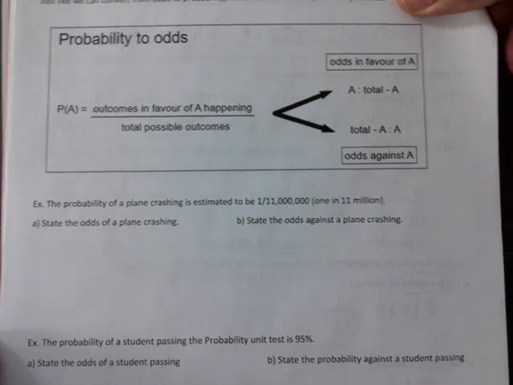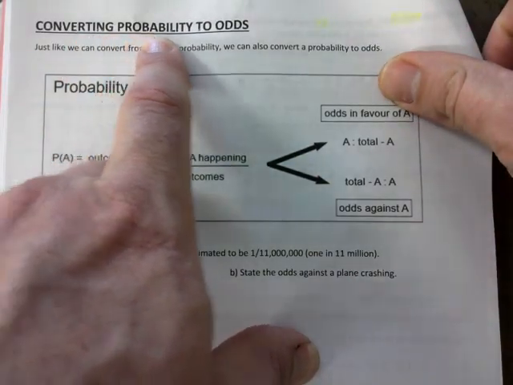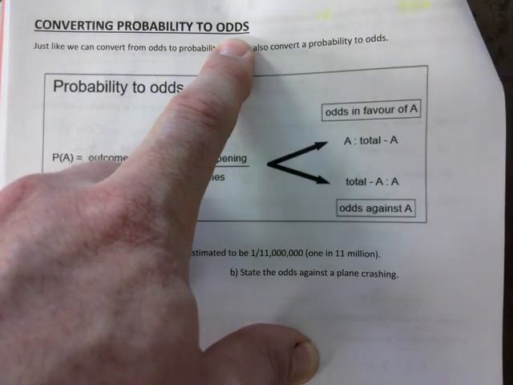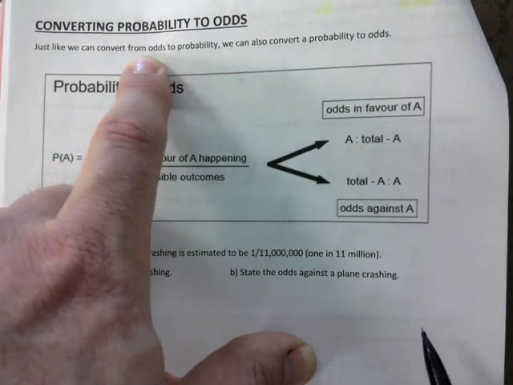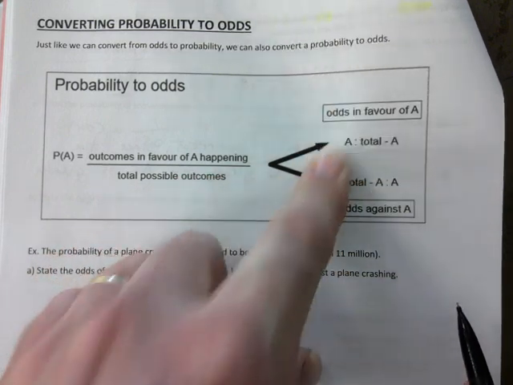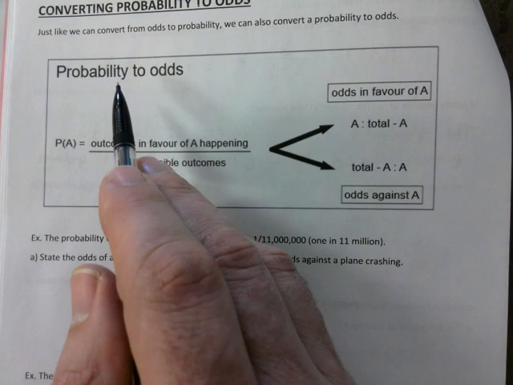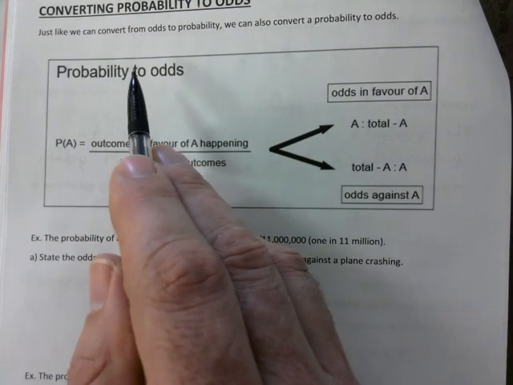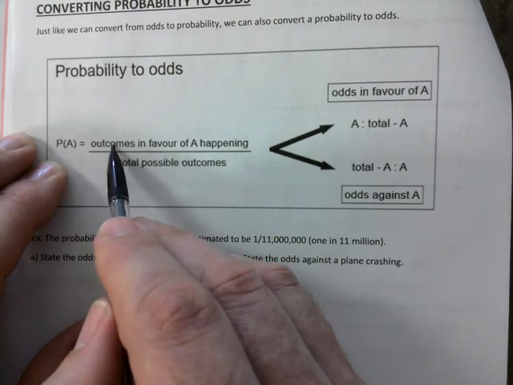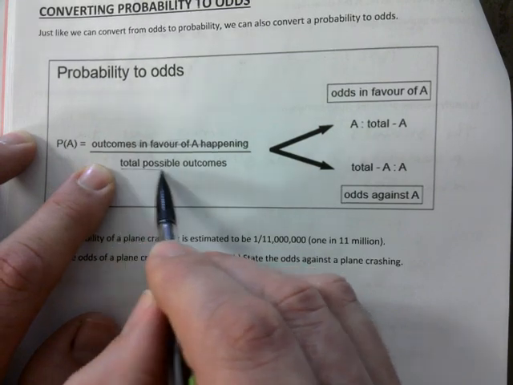Right now we're going the other way. I'm telling you, way at the top, you're converting probability to odds. Just like we can convert odds to probability, we can also convert probability to odds. So watch this. I'm going to add to this chart. I would have both on my study sheet, an example of both. If you had probability, these are the outcomes of A happening, and then total is at the bottom.